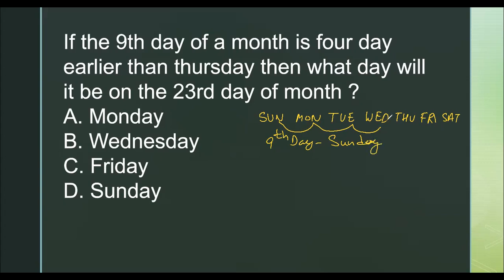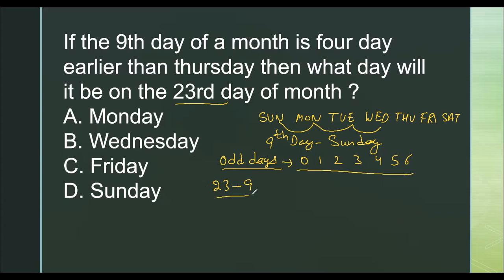Then what day will it be on 23rd day of every month? So to solve these kind of questions, I would like to tell you about odd days. Odd days कैसे count करने हैं आपने? Odd days means 0 से लेके 6 तक. 1, 2, 3, 4, 5, 6. I will tell you what is the use of this. Now, 9th day and कितने दिनों में निकालना है? 23rd. So that means what we will do, 23 minus 9, we will divide by the total number of odd days. So 7 हो गई, divided by 7. So 23 minus 9, that is 14 by 7, right?